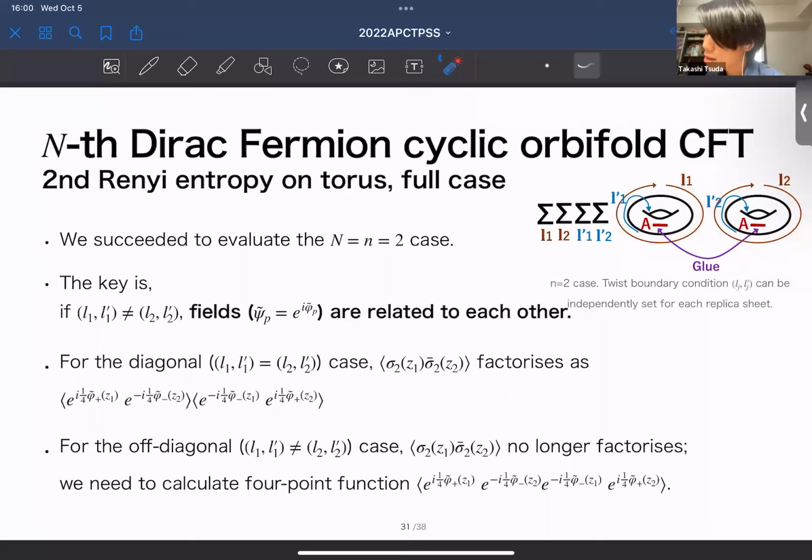If we take different twist boundary conditions, the operators are related to each other, and we cannot formulate the replica method calculations to 2-point functions. Because of this non-trivial relation, the 2-point function of the replica twist operator becomes a 4-point function of scalars like this.